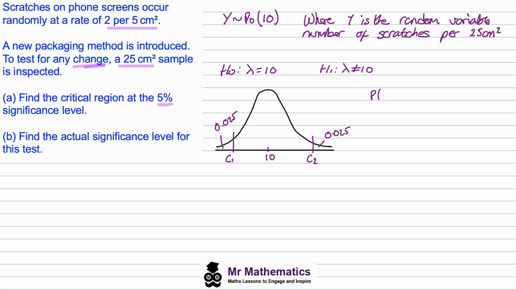So we need to find the probability of y being less than or equal to C1, looking at this region, must be less than 0.025. And then we're looking at the probability of y being greater than or equal to C2, must be again less than 0.025. And we can work out each of these from our probability tables.